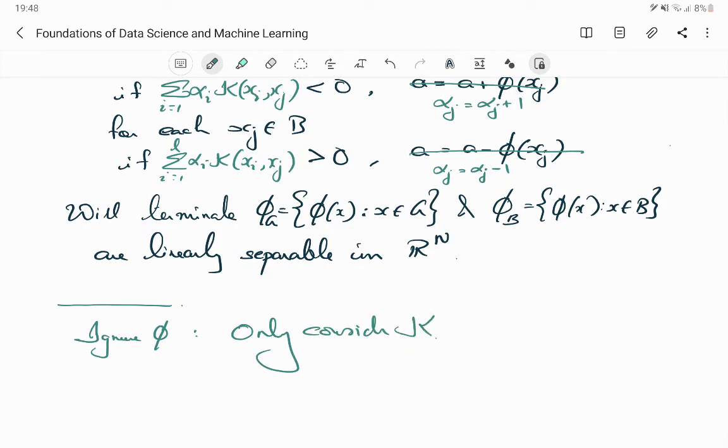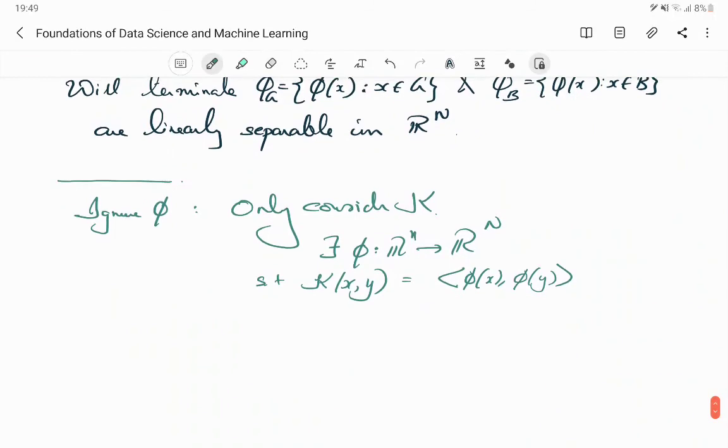But remember that whenever you are talking about some arbitrary function k, this technique will, at least theoretically, work only if this k can be written in this form, right? To be more precise, there must exist a phi from R^n to R^N such that k of x comma y is actually the inner product of phi x and phi y. Okay, so there are linear algebraic ways, and when it is infinite dimensional, function theoretic ways, to check it. They are called Mercer's conditions, right?